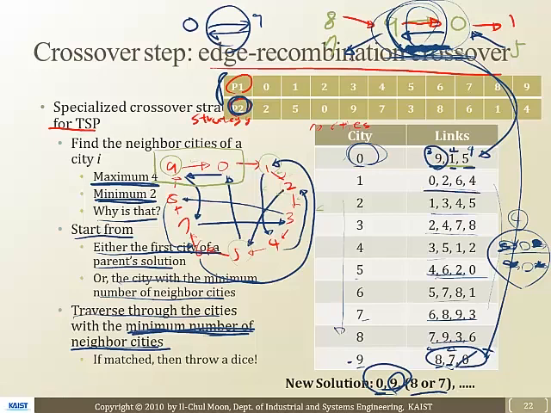Having said that, this edge recombination crossover is really different from the multi-point crossover. Multi-point crossover made various invalid solutions. In that case, you have to perform a produce and repair approach. But this crossover is carefully designed so that it doesn't produce any invalid solutions. It means that you don't have to spend so much time reproducing a valid solution.